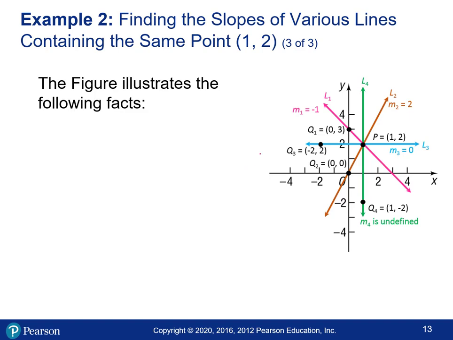So here are all 4 of our lines. Line 1 had a negative slope. It's the one in pink. Let me just highlight this here, so we'll just point to it. Line 1 had a negative slope. It went through the point 0, 3, and then it drops down 1 and runs 1.